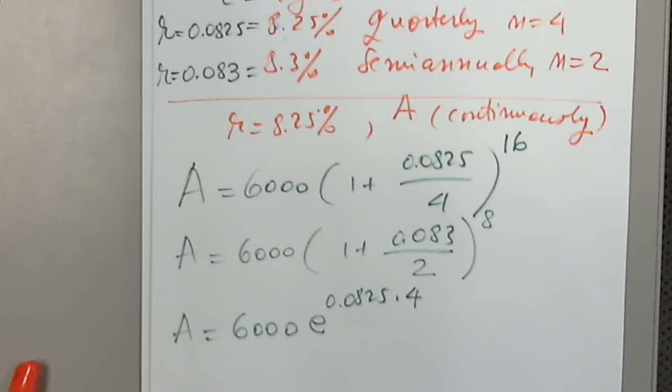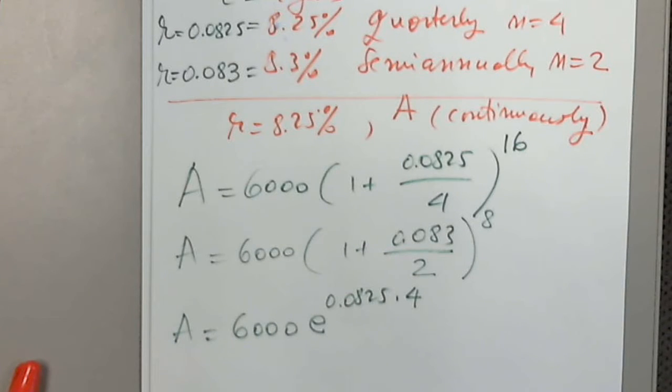Here is where e is. Second, here it is, right here, e to the x. Second, e to the x. And in parentheses, 0.0825 multiplied by 4. Close the parenthesis.